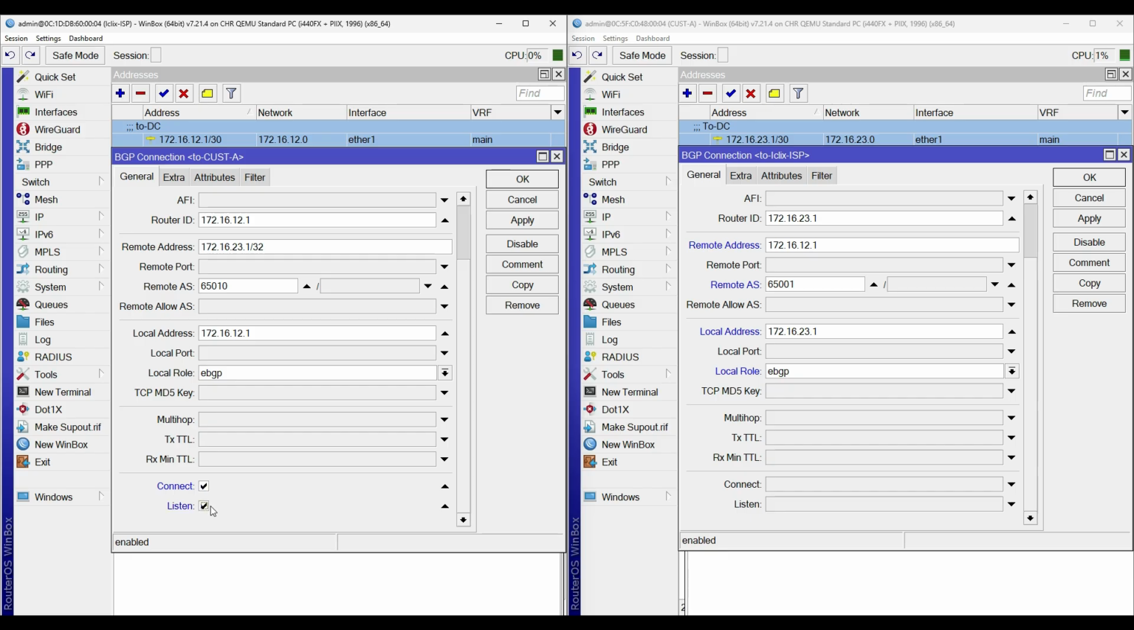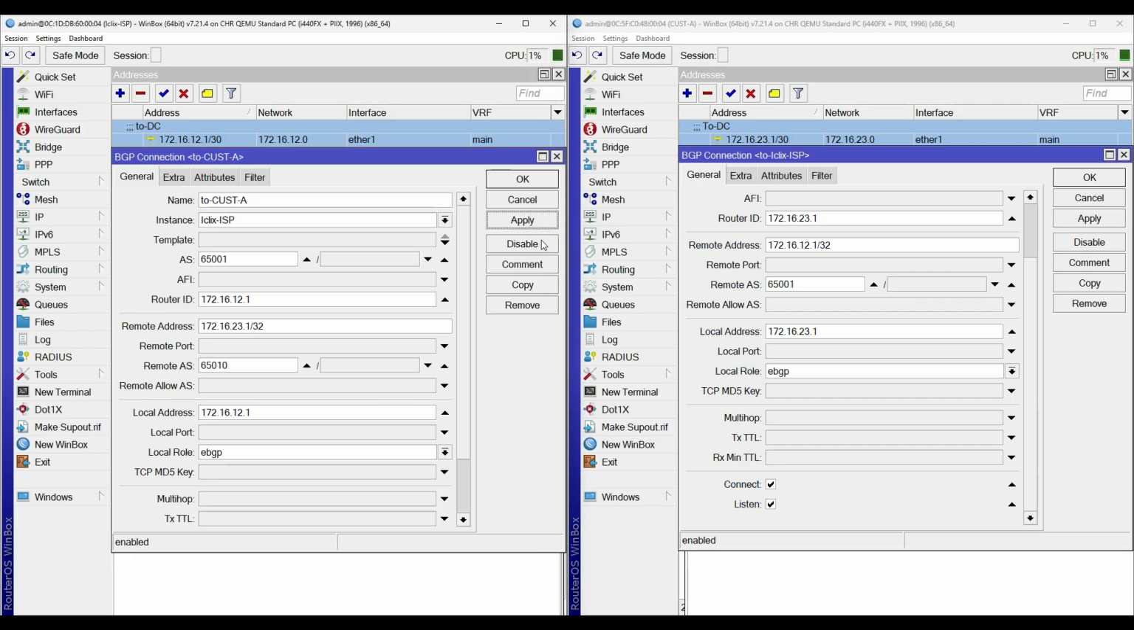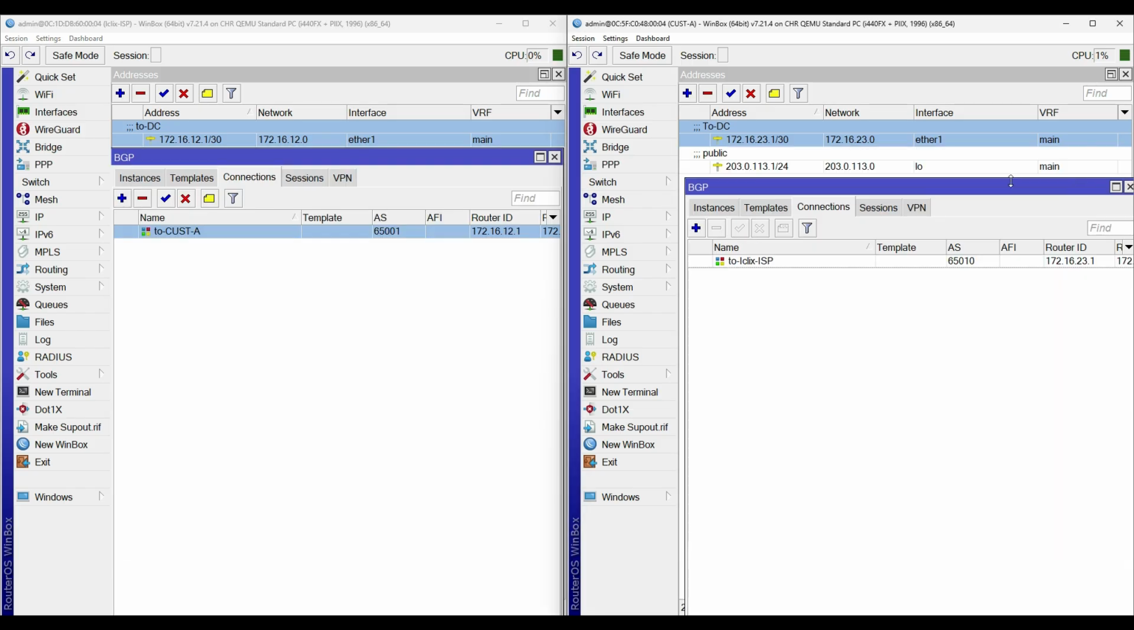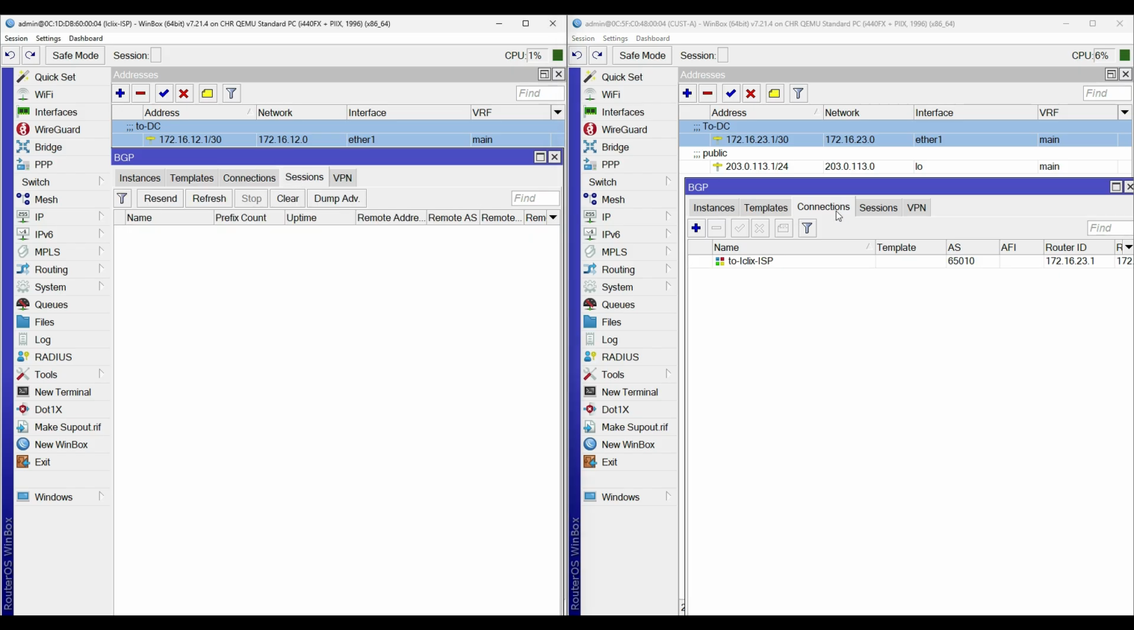Connect. Connect allows the ISP router to actively initiate the TCP connection to customer A. Listen. Listen allows the ISP router to accept an incoming BGP connection from customer A. Multihop. Multihop allows the BGP session to establish even though the ISP and customer A are not directly connected.